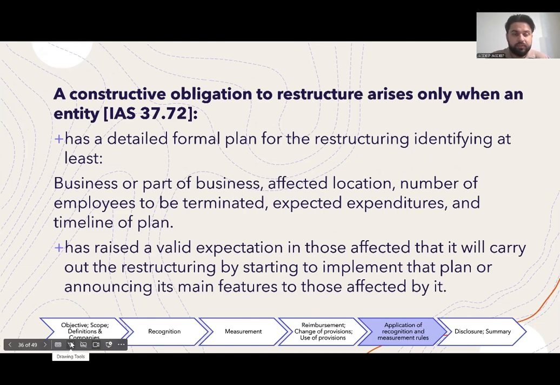As per IAS 37.72, a constructive obligation to restructure arises only when an entity has a detailed formal plan for restructuring that should include the part of business, affected location, number of employees to be terminated, expected expenditure, and timeline of the plan. Secondly, the entity should raise a valid expectation in those who are affected, such as employees, customers, and suppliers, by announcing the main features of the plan.